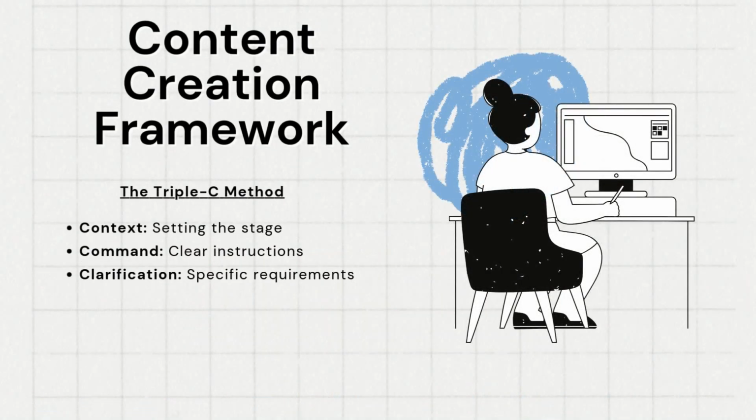All right, let's go over the content creation framework. That is the triple C method, as I like to call it. And that is context, which is setting the stage, command, which is the clear instructions, and clarifications, which is the specific requirements, as you saw in my earlier prompt that I gave about hiking.